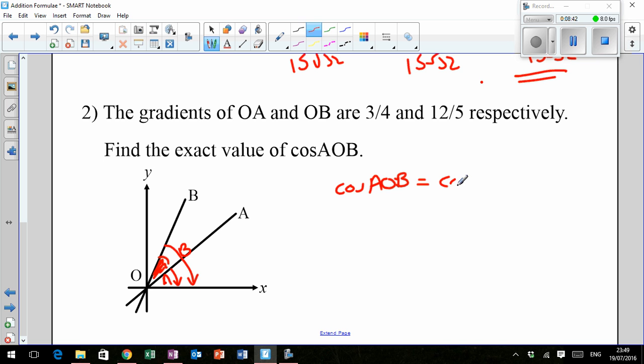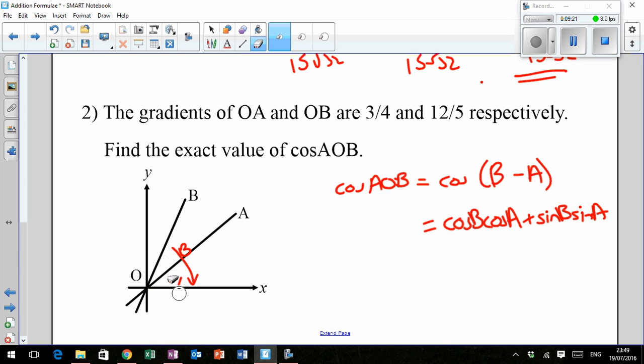So really this is cos of B subtract A. And we have our expansion. Cos B cos A plus sine B sine A.